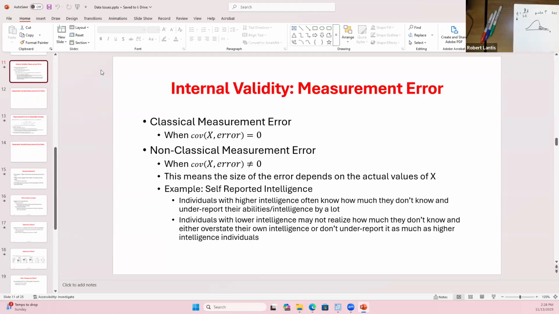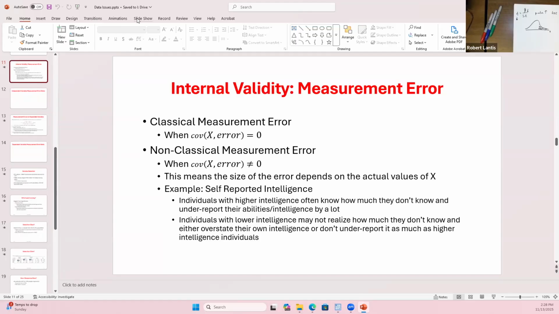Now, when we have non-classical measurement error, all bets are off. The bias could go in either direction. If it pushes the coefficient estimate higher, what's going to happen to our test statistic? It's going to be even larger. The p-value is going to be smaller. We might even be more likely to reject in that case. So it's going to influence not only the size of our coefficient, but the statistical significance. So we don't like this non-classical measurement error.